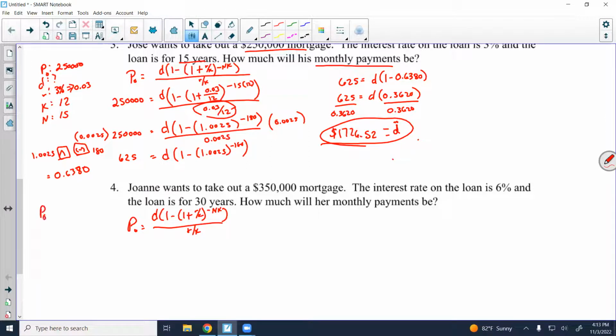Now P sub 0, $350,000 mortgage. R, 6%, 0.06. Monthly payments, so K is 12, 30 years, so N is 30, and we're looking for D. Everybody follow how I did that?